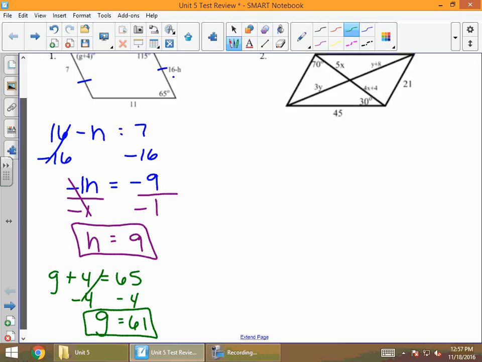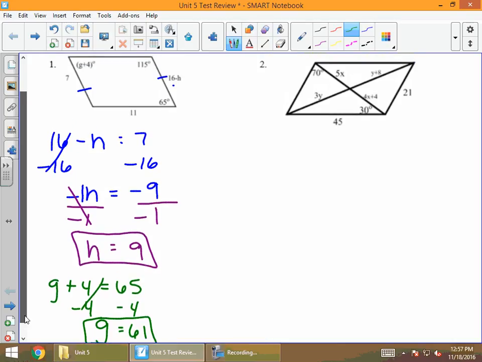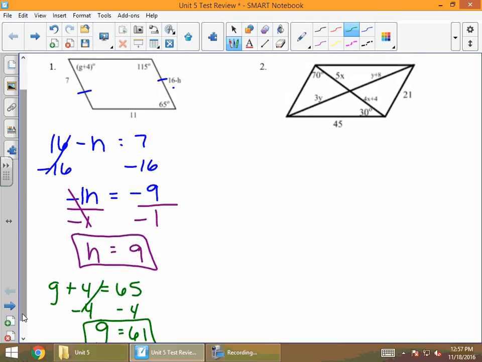Questions over there? If we look at number 2, what's X sitting on? Is it an angle? A side? On the right track with a side. What part is this sitting on? A diagonal. Yeah, 5x is sitting on a diagonal, along with 4x plus 4.